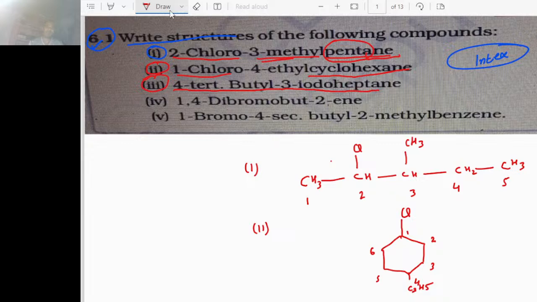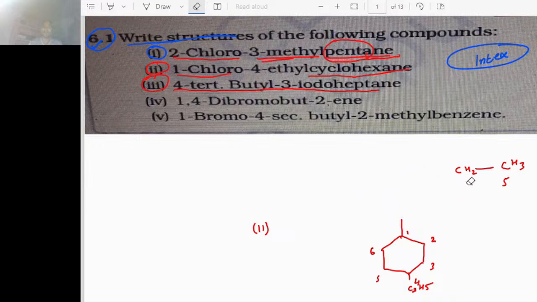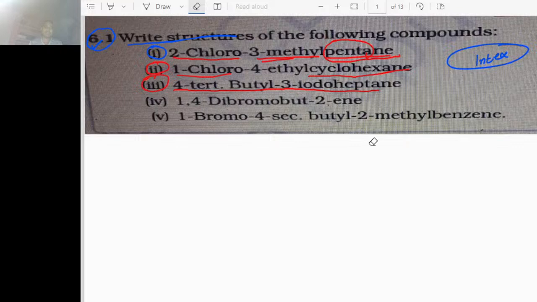Now you should know, students, the formula of heptane. Hept means how many carbons? Hept means 7 carbon, hex means 6 carbon, pent means 5 carbon, oct means 8 carbon, non means 9 carbon, dec means 10 carbon. So firstly you write the hept, students.